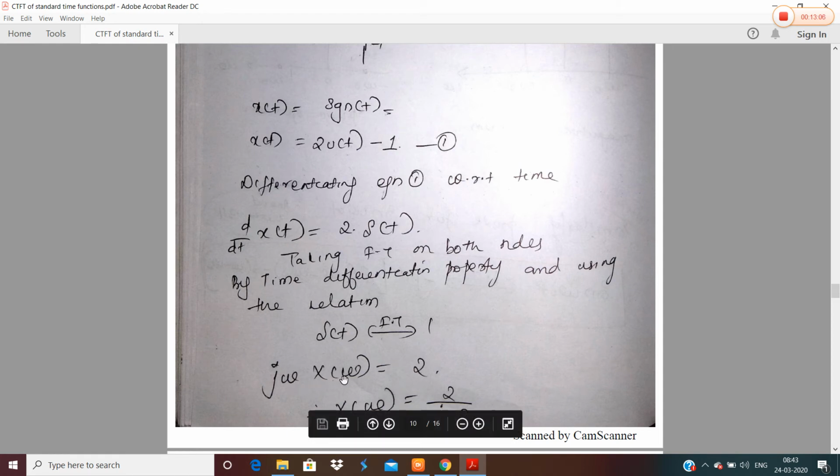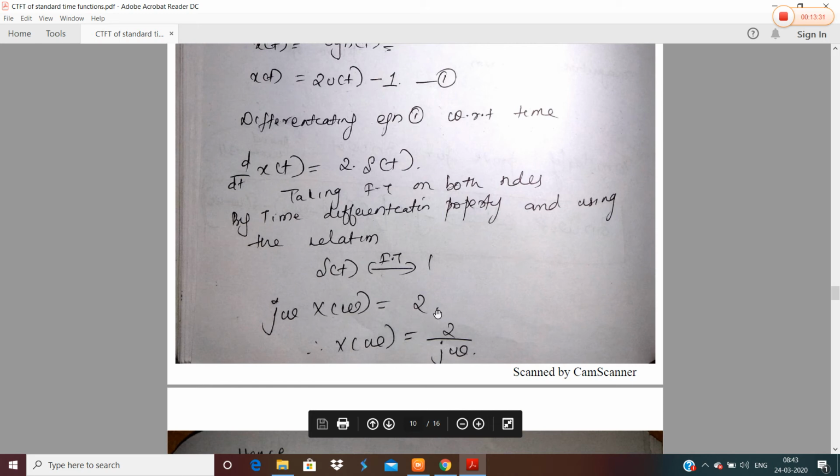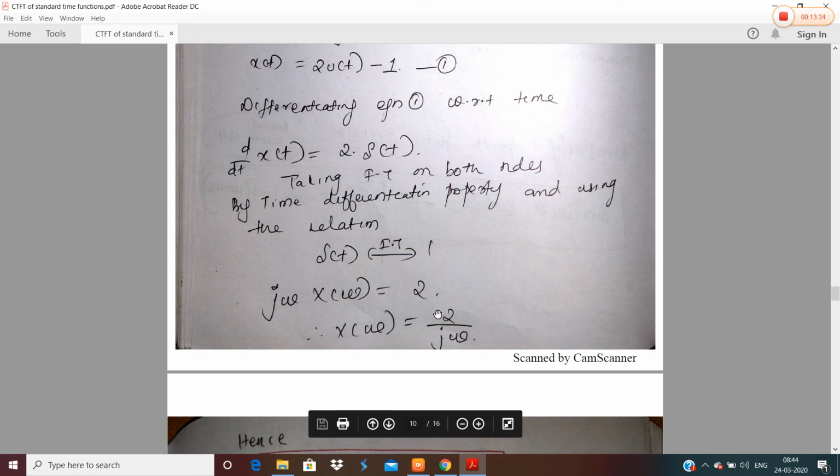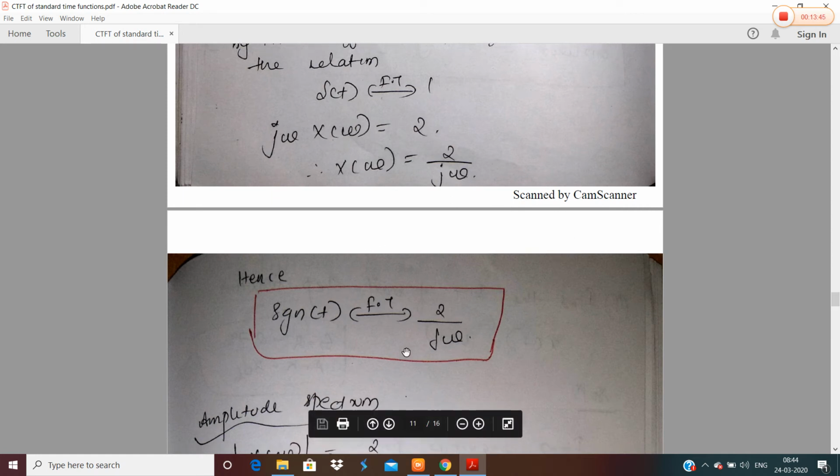Hence j omega into x of omega has got the value of 2, because d by dt of x of t is equal to j omega into x of omega. D by dt of x of t, on taking the Fourier transform, we will get 2 into Fourier transform of delta of t is 1, hence 2 into 1. Hence equating these two equations, we will have j omega into x of omega is equal to 2. From this you can get x of omega is nothing but 2 by j omega. Just take this j omega to the denominator section. Okay, that is the x of omega. Hence signum function has got the Fourier transform is equal to 2 by j omega. This is also another general conclusion.